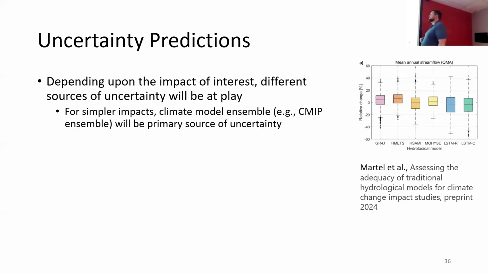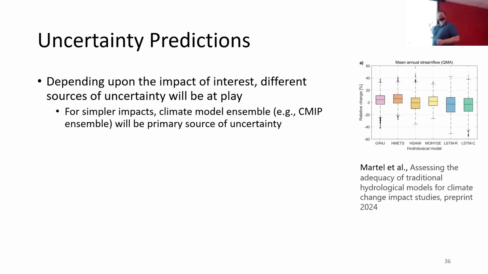interpreting uncertain impact predictions. Depending upon our hydrologic item of concern, the thing that we're trying to determine impacts associated with, we're going to have different sources of uncertainty. For simpler impacts, most of our uncertainty is going to be due to uncertainty in climate prediction. And if we use all of our climate models and feed them through our model, because that's our primary source of uncertainty, that's going to capture most of our variability. So this is some work done by Jean-Luc Martel and the group at ETS, where they looked at a variety of different hydrologic models, run with a range of different GCMs, and looked at the variability in things like mean annual stream flow.